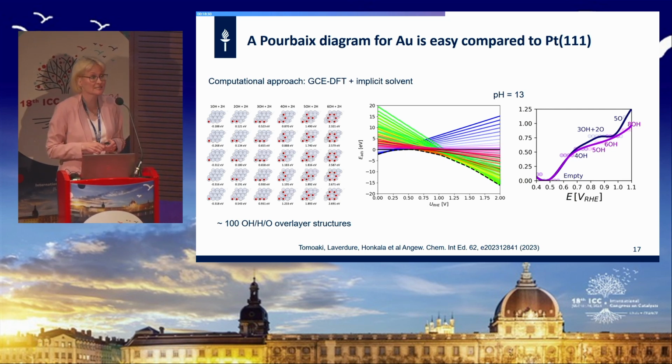And then the dashed line indicates what is the most stable phase. It's difficult to see what it is. So on the right, you see the dark blue line shows the most stable structures at pH 13 at different potentials. So we start with the empty surface, then we have OH groups, then we have OH and oxygen, and finally we have our oxide.